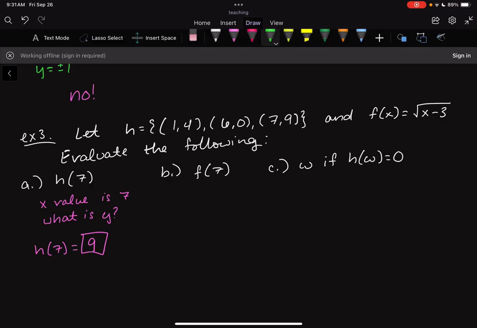Now let's do b together. So this is saying that my x equals 7. So what's my f of x, or my y value? So I'm going to plug this into this function here. So I get f of 7 would equal square root, and I'm just replacing x with 7. So I get square root of 4, so that equals 2.